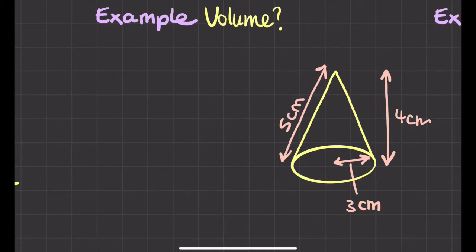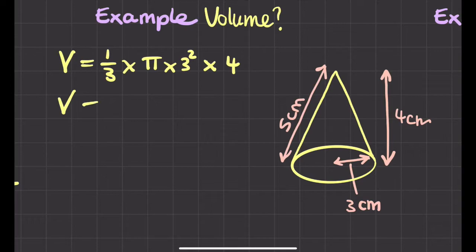So if I want to know the volume, it's going to be 1/3 multiplied by pi r squared, so pi times 3 squared, multiplied by the perpendicular height here, which is 4. Okay, and I can type this in my calculator: 1/3 multiplied by pi multiplied by 3 squared multiplied by 4. That gives me 12 pi, or 37.7 centimeters cubed, and here I've rounded that to 1 decimal place.